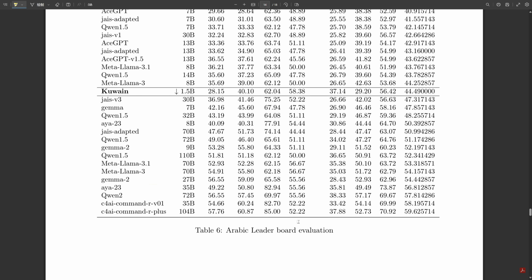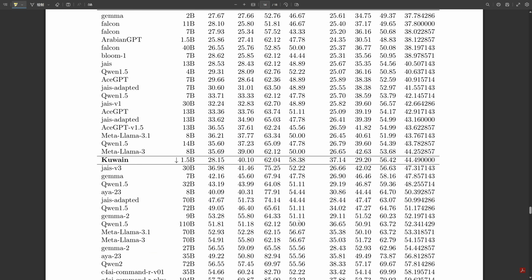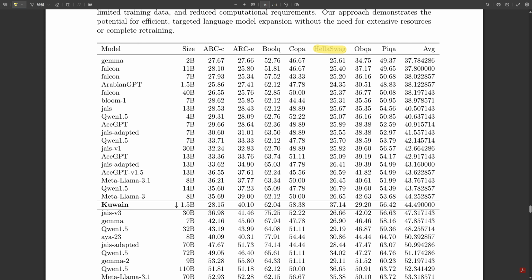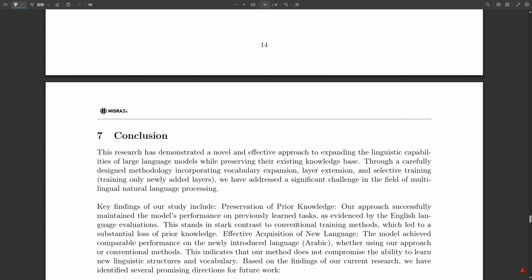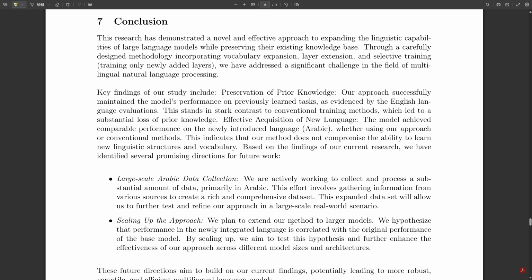Potentially. Well, if you're interested in the cutting edge of multilingual AI, we definitely recommend taking a look at the original research paper and checking out the Open Arabic LLM Leaderboard too. It gives a great overview of the field.